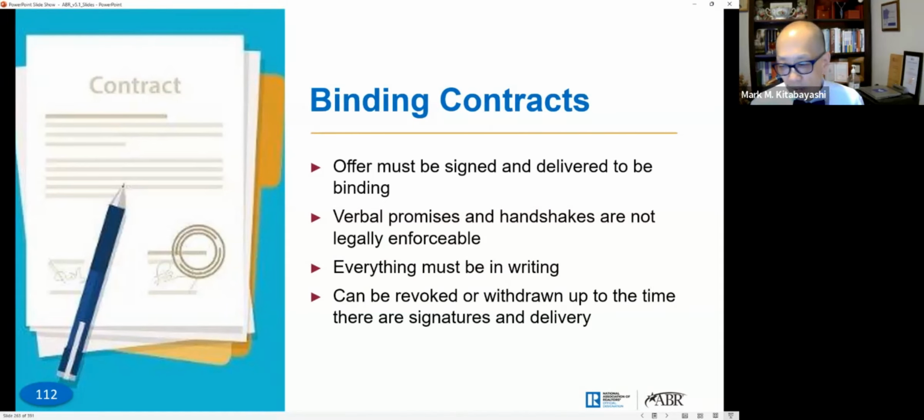Verbal does not work. It has to be written. Of course, it can be revoked or withdrawn up to the time there are signatures and delivery. Once it's a binding contract, then you only have a legal way to get out of the contract, however that might be.